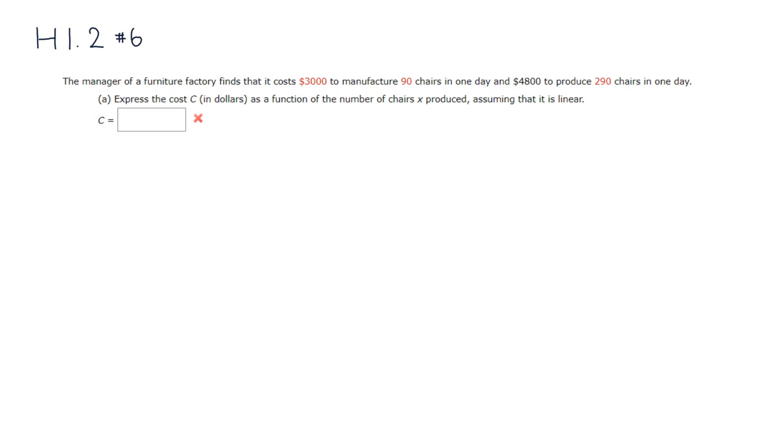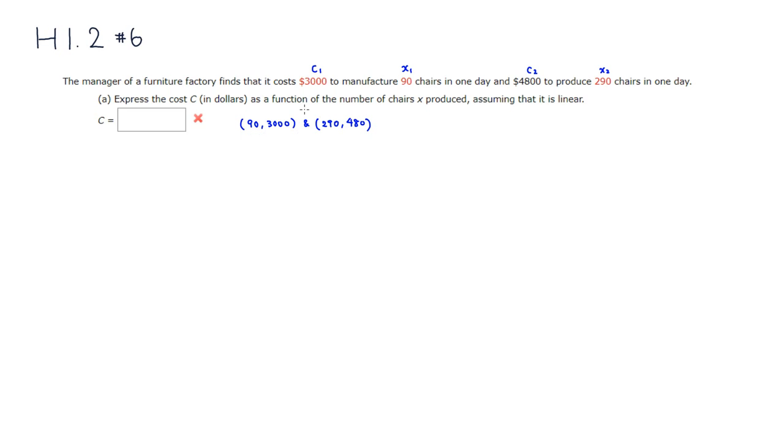So here, we can think of it this way. You can think of 3,000 as C1, the cost 1, and the number of chairs, 90, is X1, and 4,800 is C2, and this is going to be X2. So we basically have 2 points. We probably want to put the X first, so it's 90, comma, 3,000, and also we have 290, comma, 4,800.